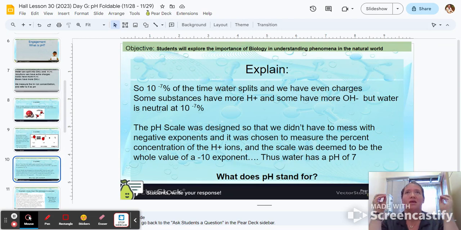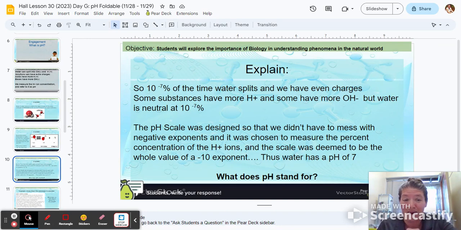Now, if you are anything like me, you don't like messing with exponents, certainly not negative exponents. It makes all of our math really difficult, makes it complicated. I hate typing them. Biologists as a whole, not a huge fan. So rather than having to have all of these 10 to the negative percent values when we're talking about things, we said, you know what? We're going to all come to an agreement. We're going to make something. We're going to call it the pH scale.